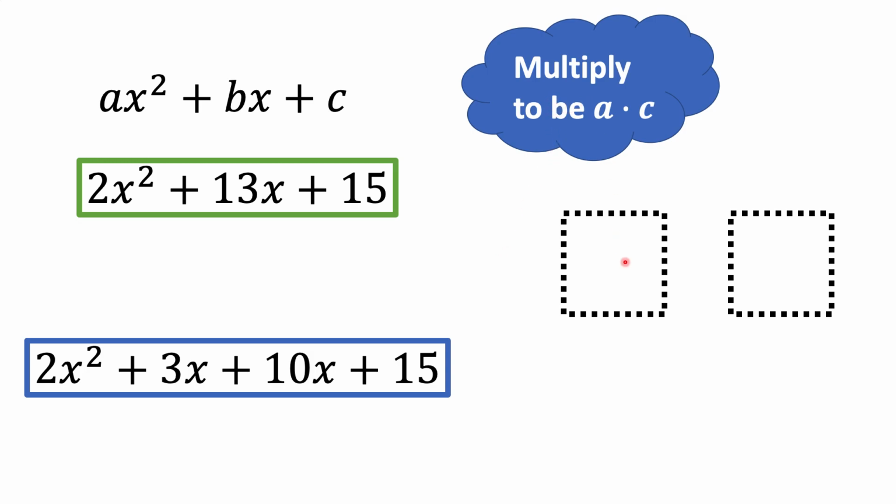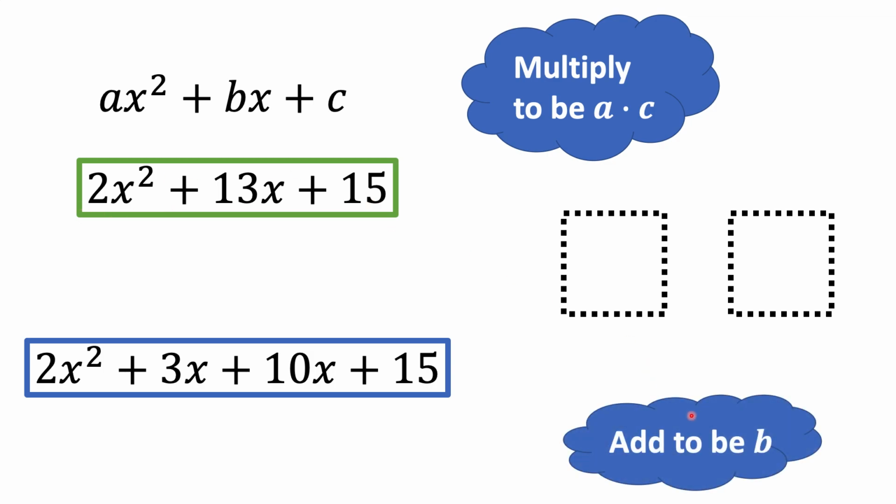That's why we have these 2 blank boxes, because I'm basically splitting this 13 into a 3x and a 10x. I need to figure out how to split this 13 into two numbers that multiply to be a times c. If I look at this, that's a 2 and a 15. And then they add up to be this middle term of 13. We're going to practice this some more. So, 2 times 15 is 30, and our middle term is 13. I need to figure out two numbers that multiply to be 30 but add up to be 13.